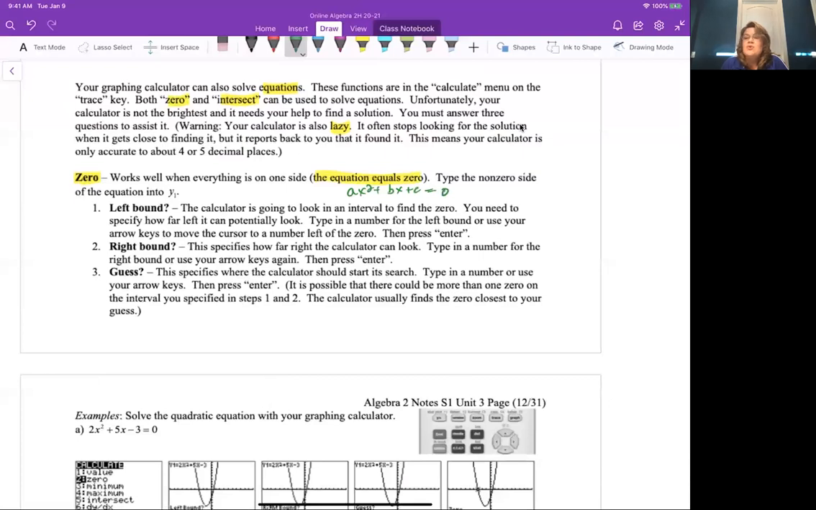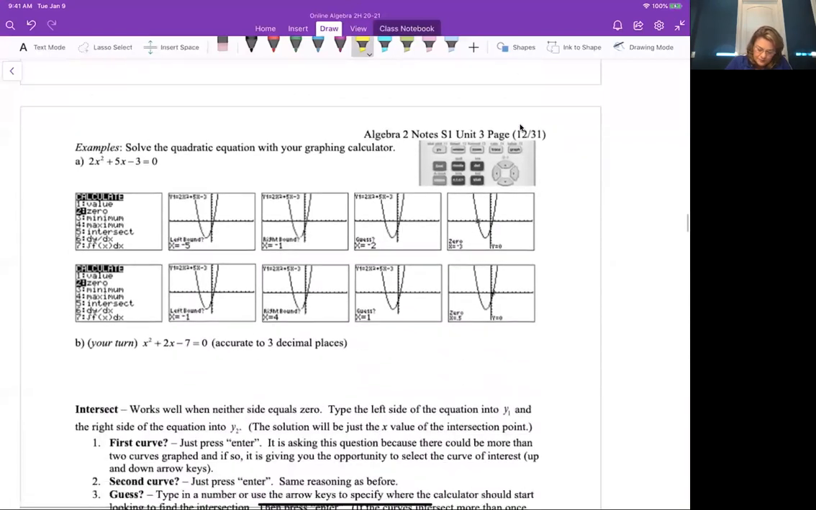standard form, and then you could use this approach to find, what are we trying to find? We're trying to find our roots or our zeros, such that when x is whatever that value is, the output would be 0. Okay, so remember, we're going to have to specify a left bound, a right bound, and guess. So let's see what we would do.